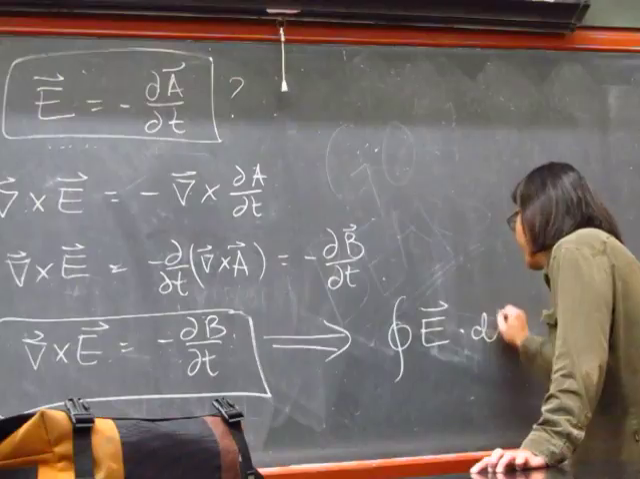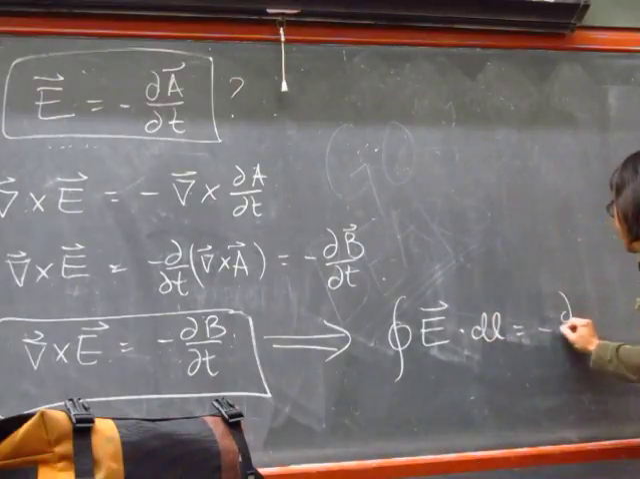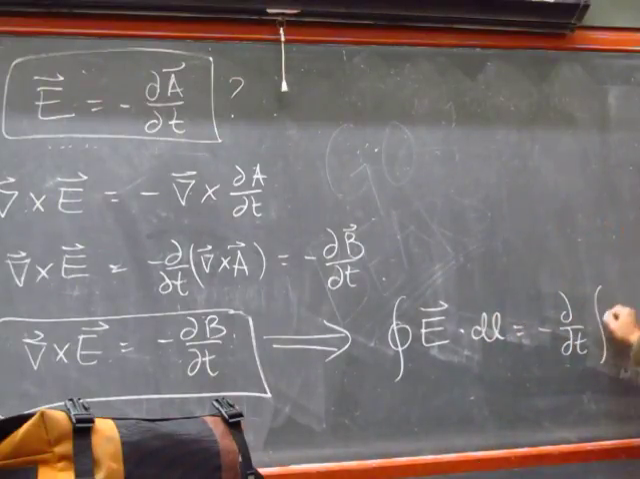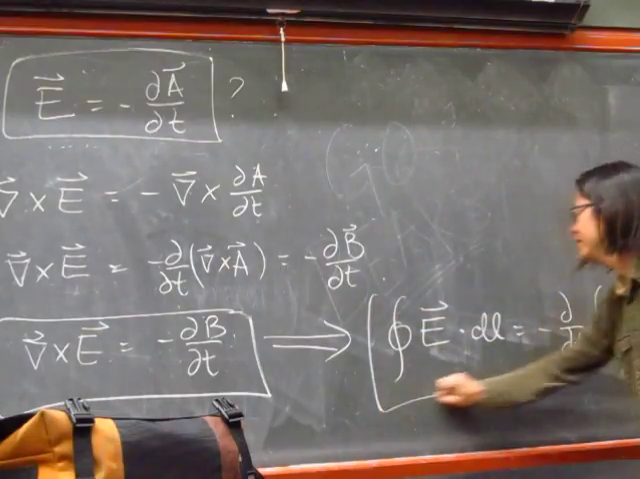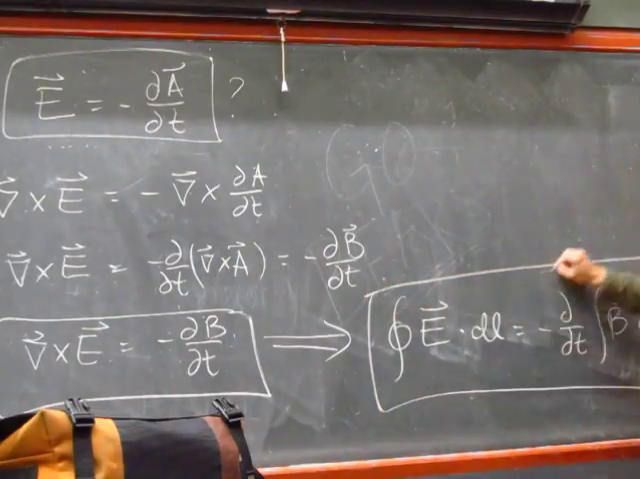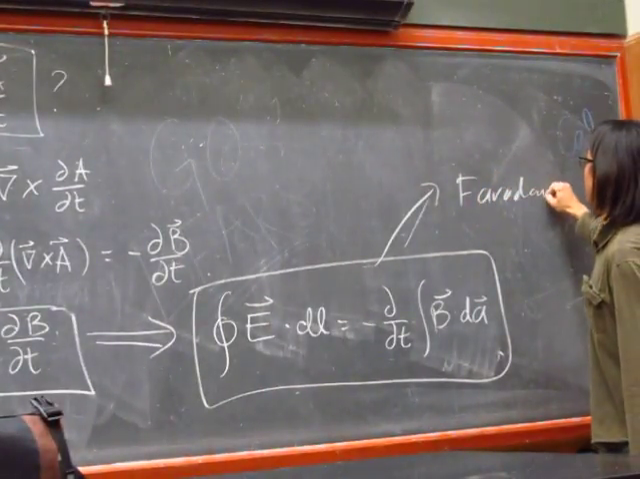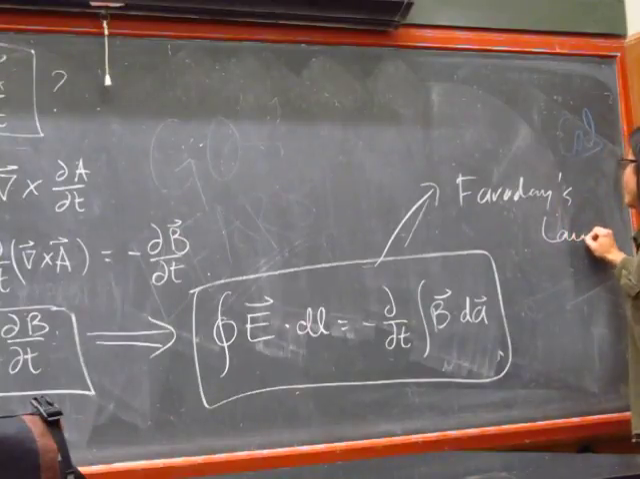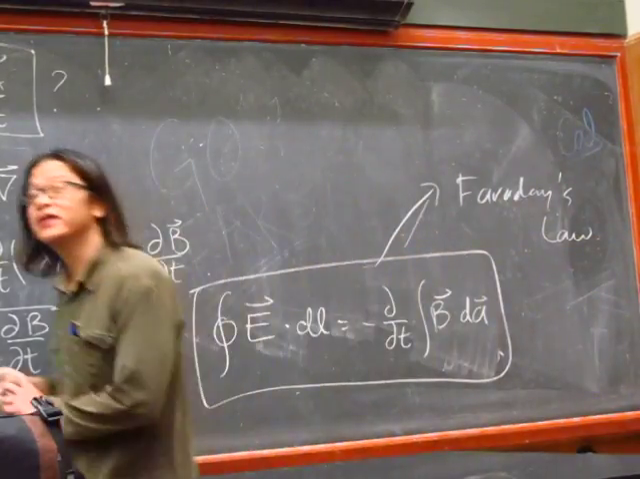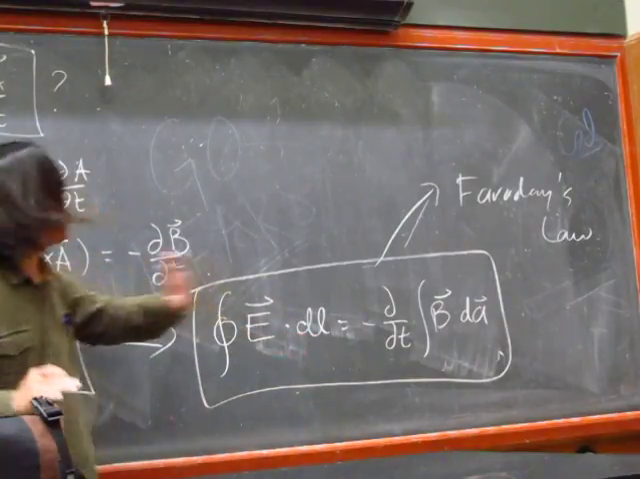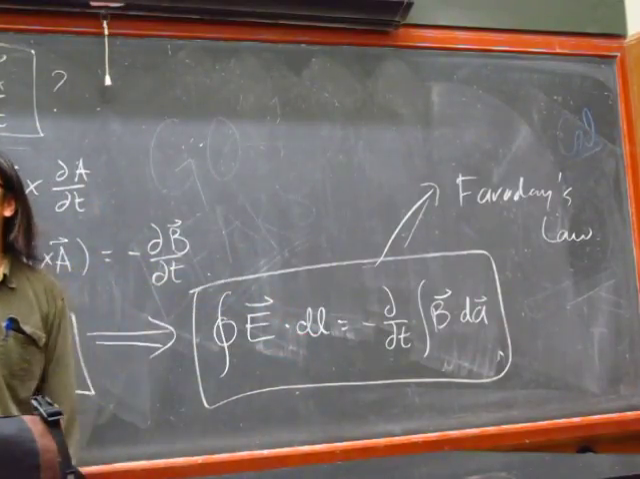The line integral of E dot dl is equal to minus the time derivative of the flux of B through dA. Right? And this is Faraday's law. In the lab frame? This is in the lab. This is general. Okay. This is general.